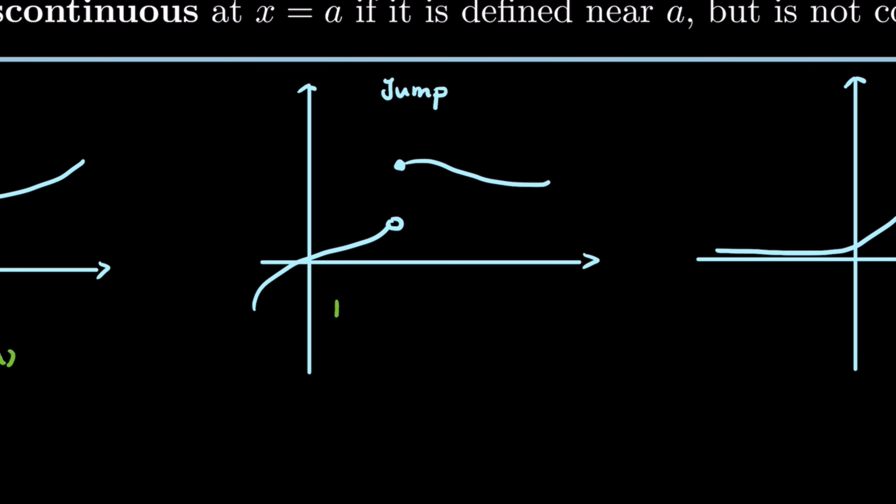So algebraically, this is when your limit from the left equals a number, let's say L, for example, but your limit from the right equals R, and they don't equal each other. And L and R must be real numbers. They cannot be infinity or negative infinity.